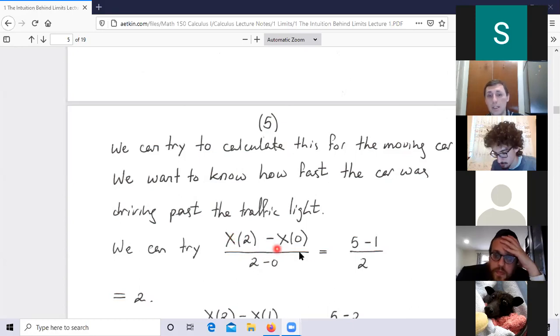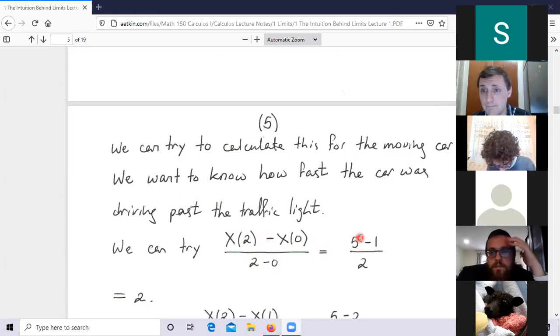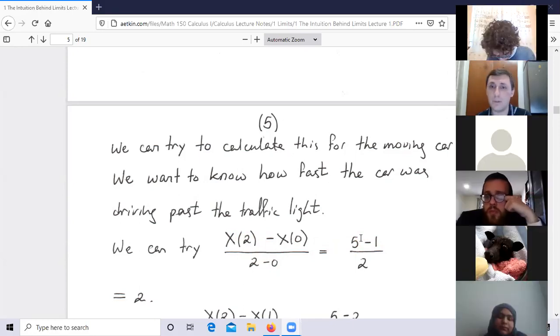I notice that in 2 seconds, the car has moved from position 1 to position 5, a total distance of 5 minus 1, or 4 over 2, right? 4 over 2 means 2 meters per second. Yes? If it's constant, in other words, I'm predicting the car is moving 2 meters per second. My next question, is it a good estimate of the velocity of the car when it passes the traffic light? Is it what the speedometer is pointing to?